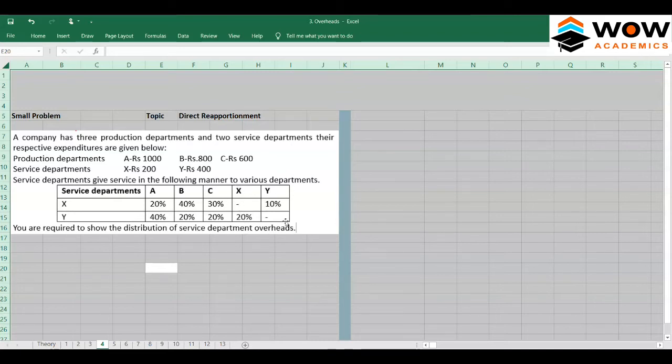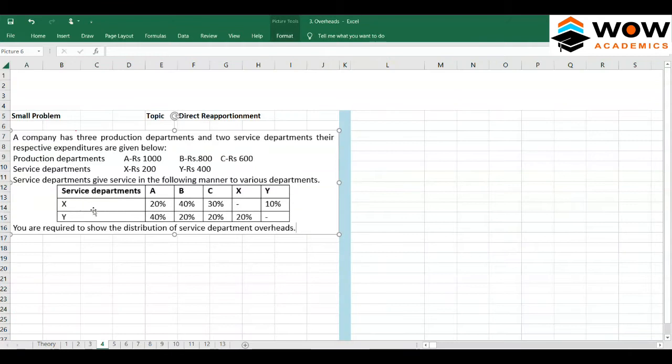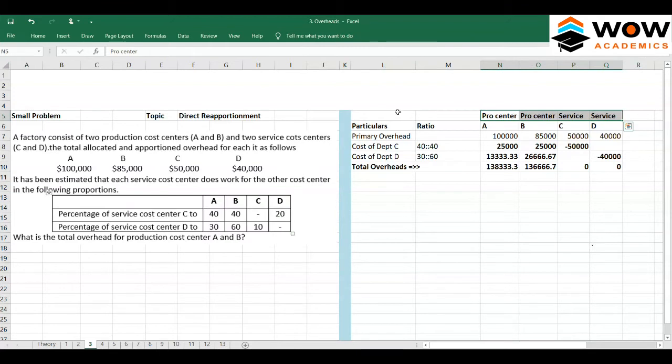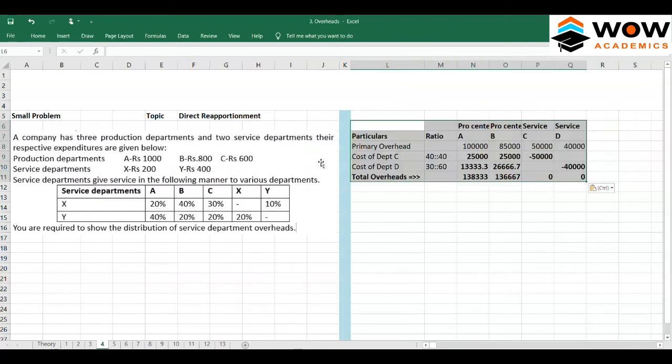So X's allocation to Y we ignore, and Y's allocation to X we ignore. So we can start. We can use the previous table itself and make some adjustments. So we have A, B, C, X and Y. This is also a production center.